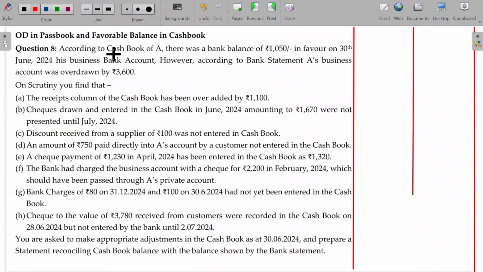Now, according to cash book of A, there was a bank balance of rupees 1050 in favor on 30th June 24, his business bank account. So, then this is debit balance. However, according to the bank statement, A's business account was overdrawn 3,600. This is overdrawn. So, in bank statement, 3,600 overdrawn means debit balance. Cash book also has debit balance. Passbook also has debit balance. You are asked to make appropriate adjustment in cash book. It means you have to prepare adjusted cash book. Then you can prepare the reconciliation statement.